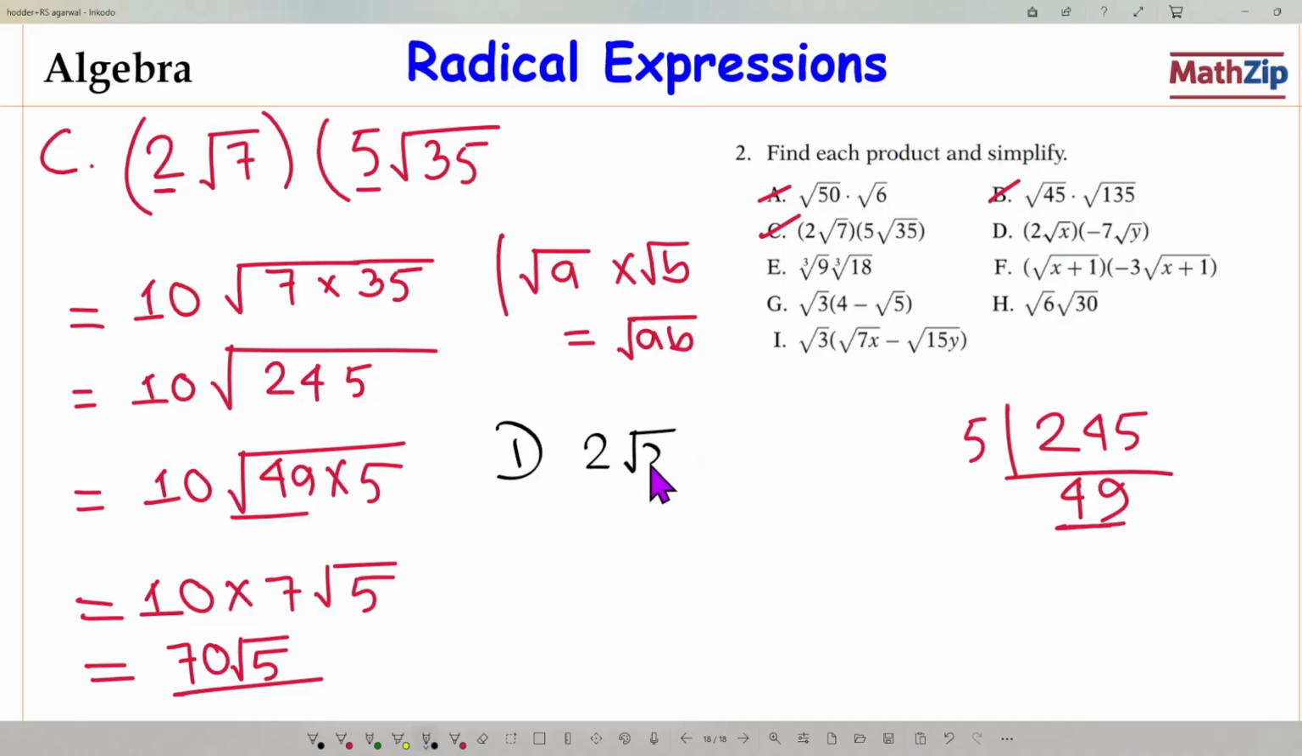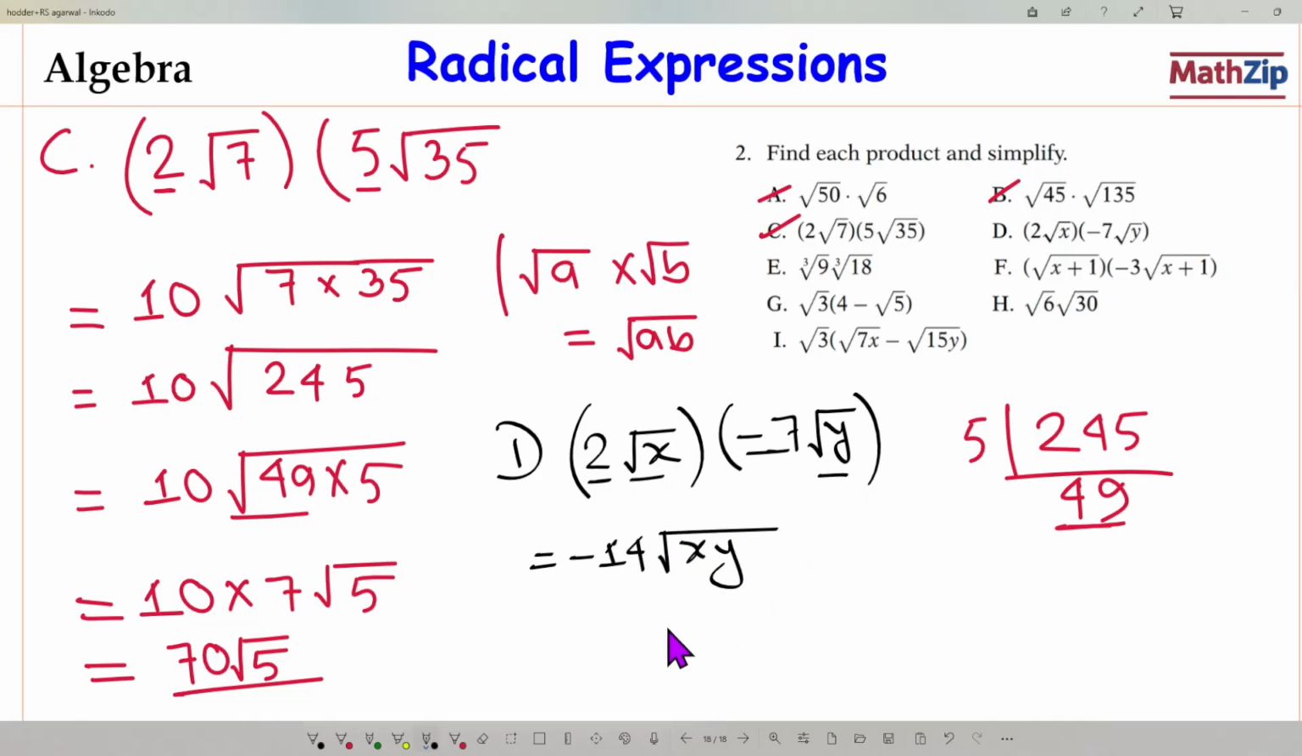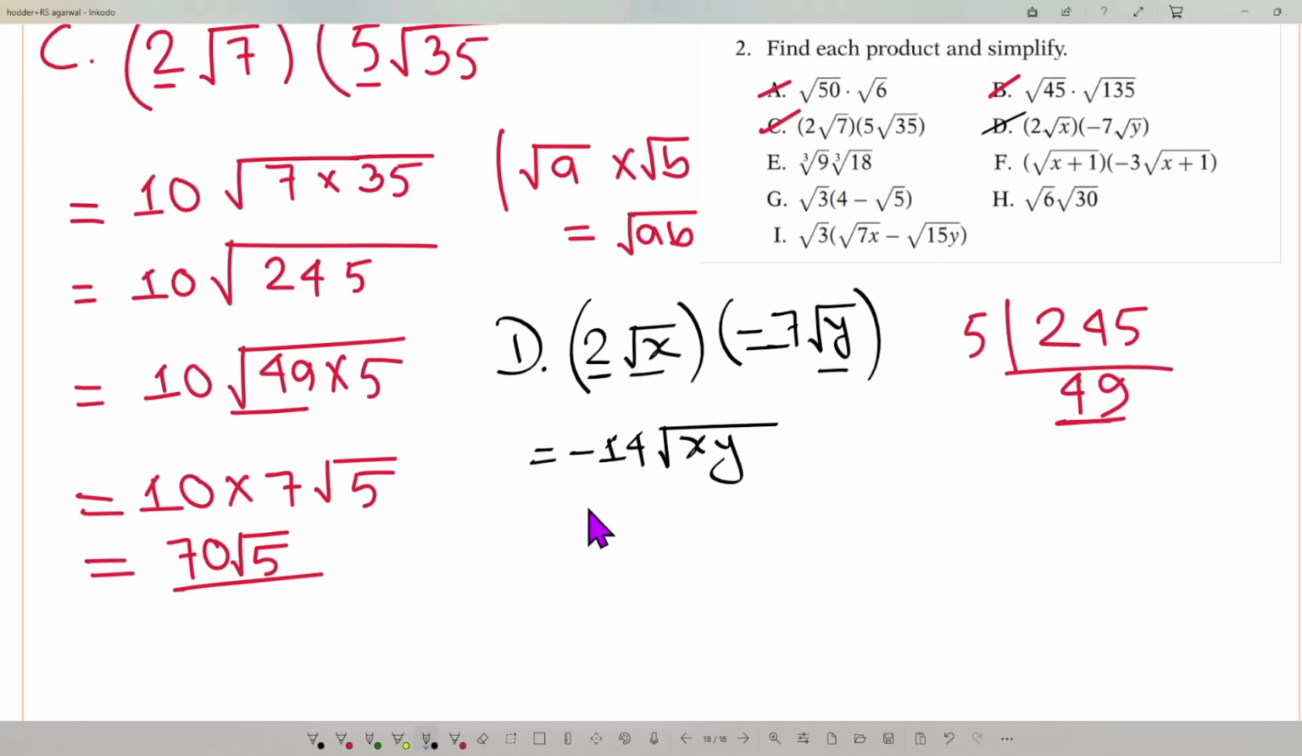2 root x times minus 7 root y. So how can we solve this one? First, here is 2 and here is minus 7. Once you multiply, it will be minus 14. Root x, root y, so it will be root xy. Very simple. Number D done. Now number E.